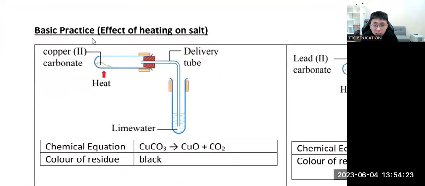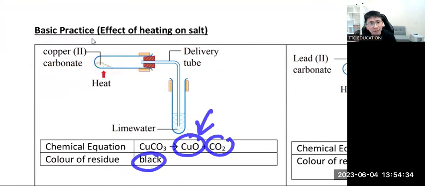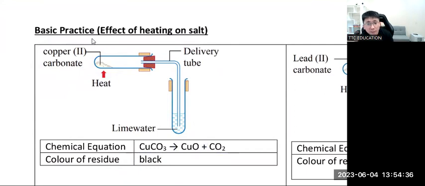If I heat copper(II) carbonate, what happens to it? It will decompose, becoming CuO and CO2. Then we know CuO is what color? Black. So in the exam, even if I don't know what this is, they tell you this is salt A, and after heating, you get a black solid.